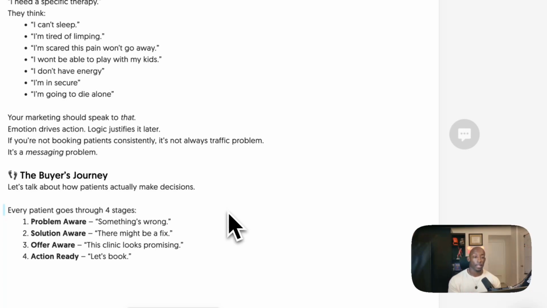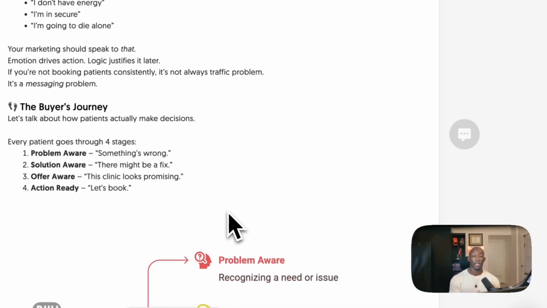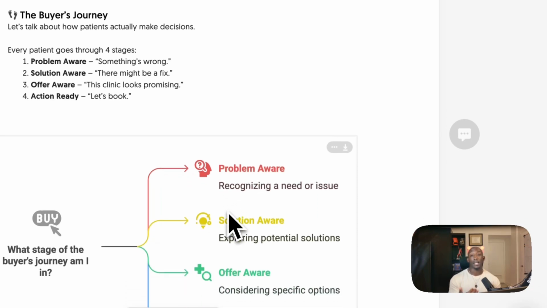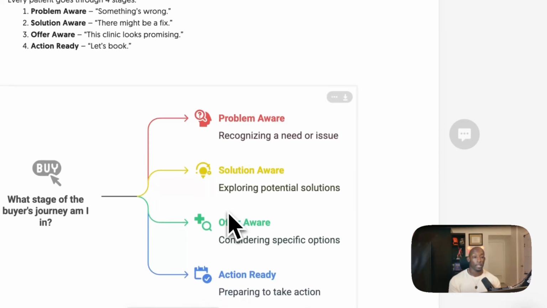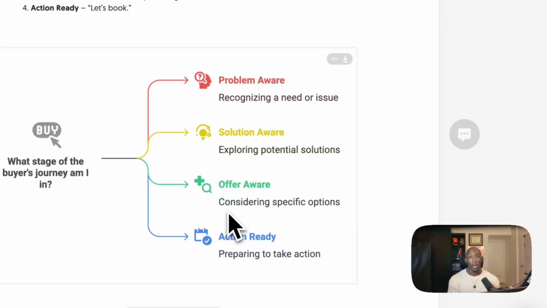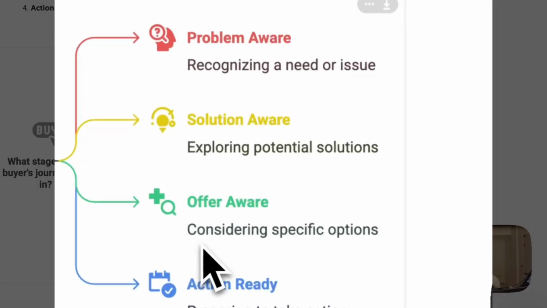And your marketing should speak to that, because emotion is going to drive the action and the logic is going to justify it later. So if you're not booking patients consistently, it's not always a traffic problem. It's often really a messaging problem, because if you pour more traffic into bad messaging, nothing good is going to happen. So there's 4 different stages that everyone goes through in their buyer's journey. There's problem aware. This is where someone knows something's wrong. There's solution aware. They realize there's a solution to the thing that might be wrong. There's offer aware.